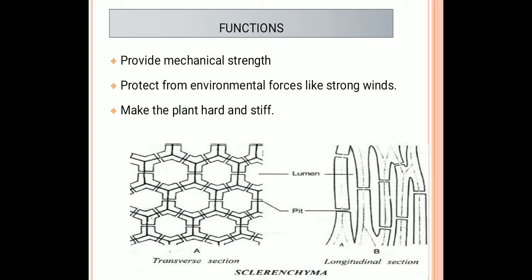And this is the transverse section of the sclerenchyma, and this is the longitudinal section of the sclerenchyma.